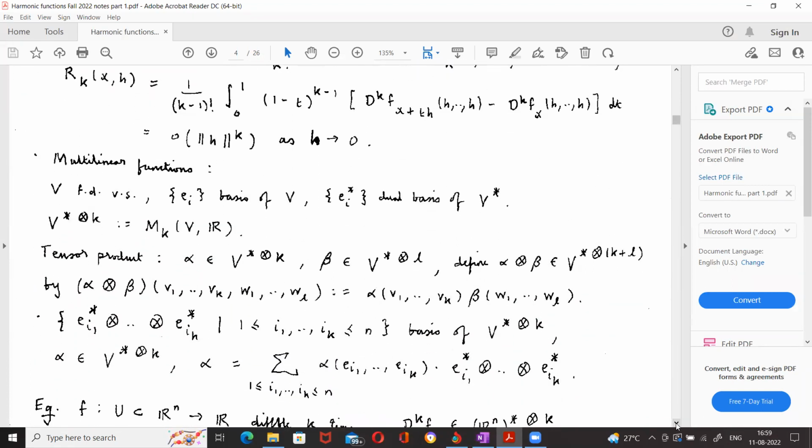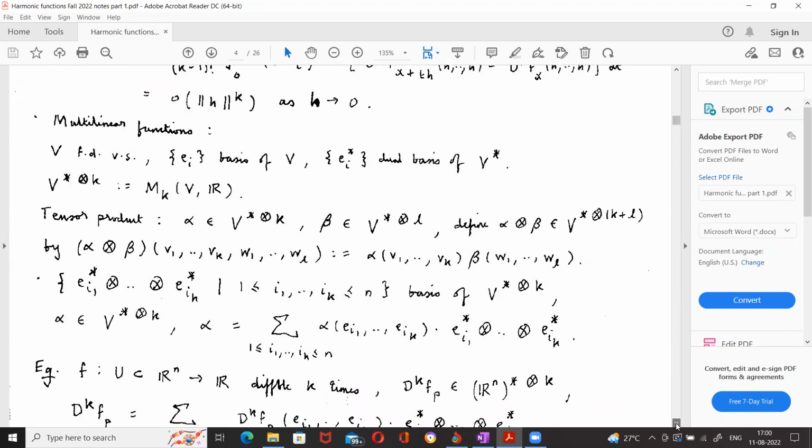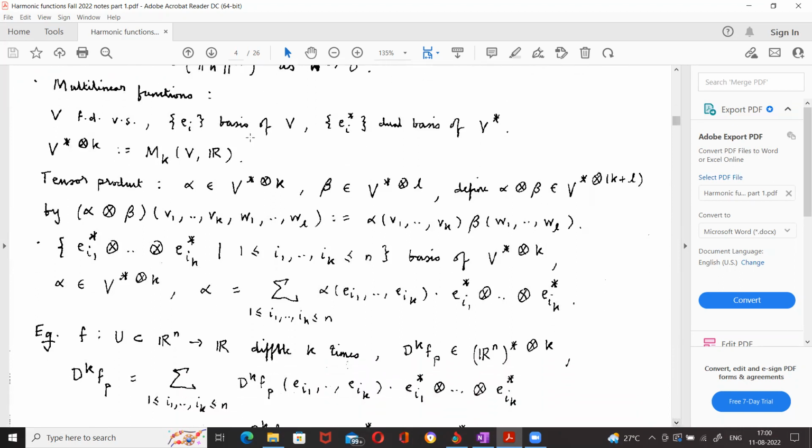Okay, so now we just do some linear algebra. So suppose V is a finite dimensional real vector space, and e_i is a basis of V, and e_i star is a dual basis of V star. Then we define V star tensor power k to be the space of k multilinear functions from V to R.